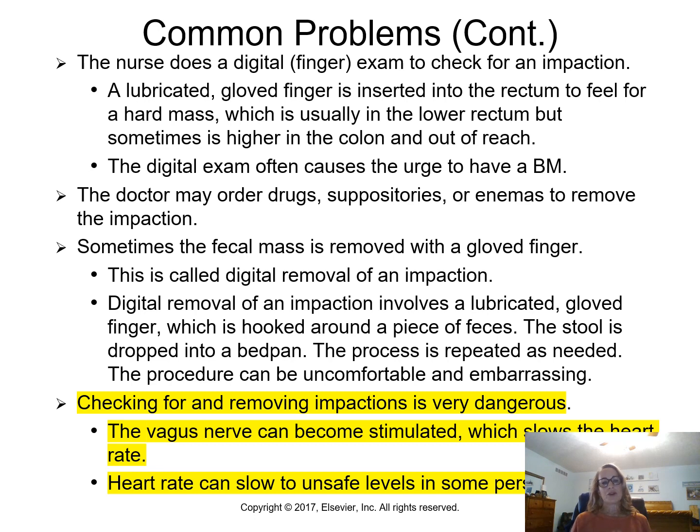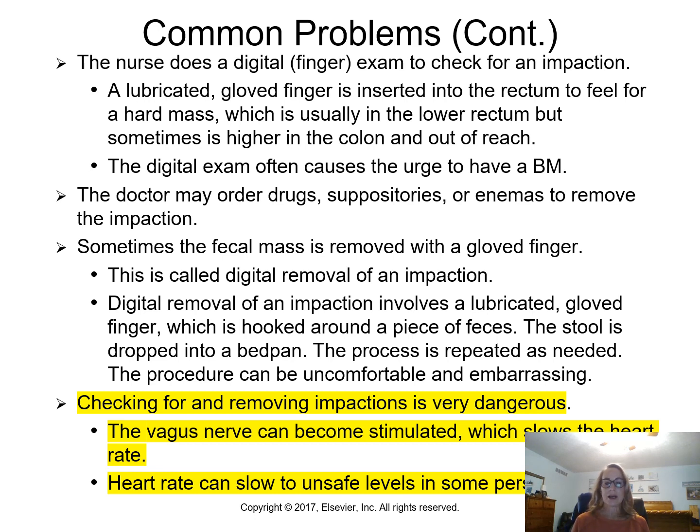So the nurse will have to check digitally, using her finger, to check for an impaction. With this, she would be using gloved hands and a lubricant to see if she can feel the hard mass. Usually it is in the lower rectum, but sometimes higher in the colon and out of reach. A lot of times this will increase the urge to have a BM for that patient. The doctor may also have prescribed medication, suppositories, or enemas to remove that impaction.